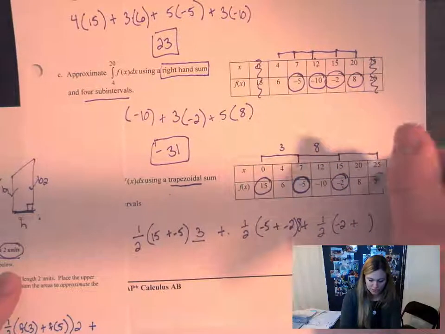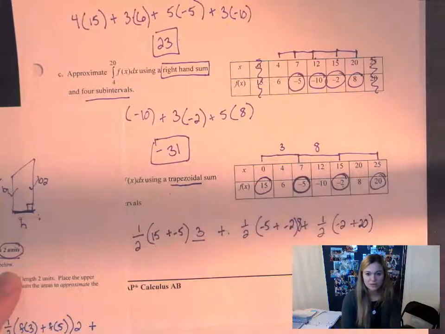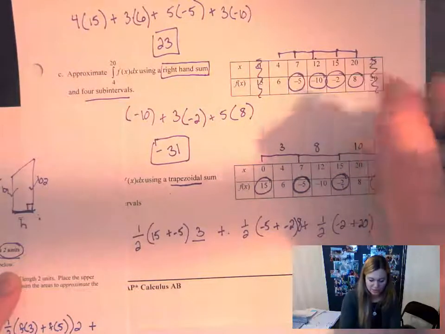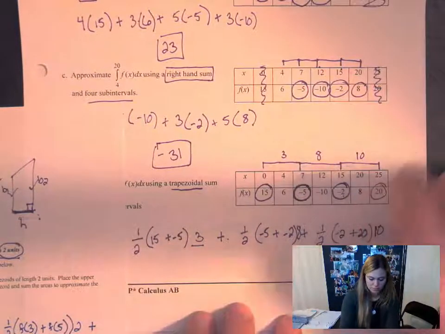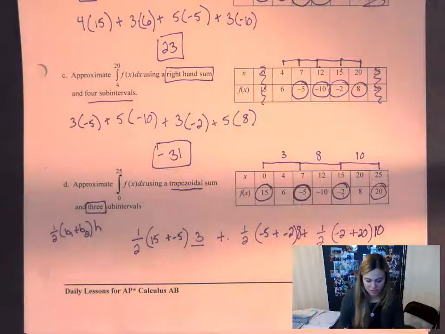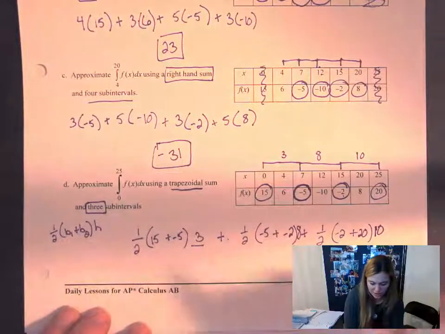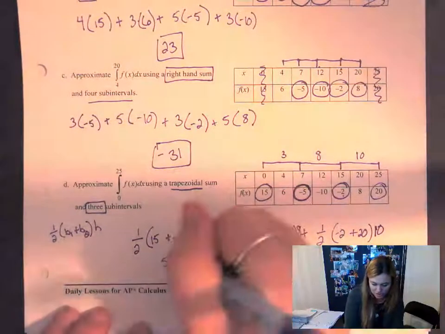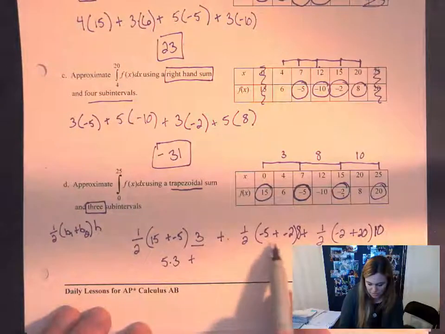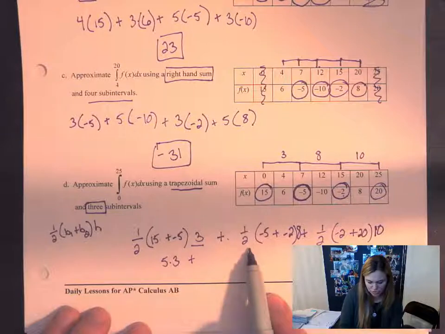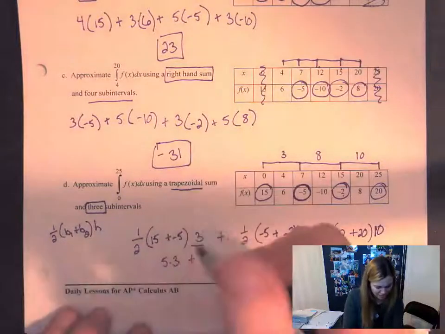-2 plus 20 will be the function values. The height will be the distance between the x values. Okay, do some work here. You'd have 1/2 times 10 times 3, so it would be 5 times 3 plus, we're just doing a little bit of this. This would be -7 times 8 divided by 2, so -56 divided by 2.